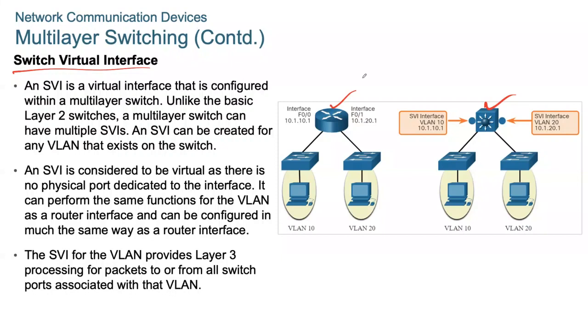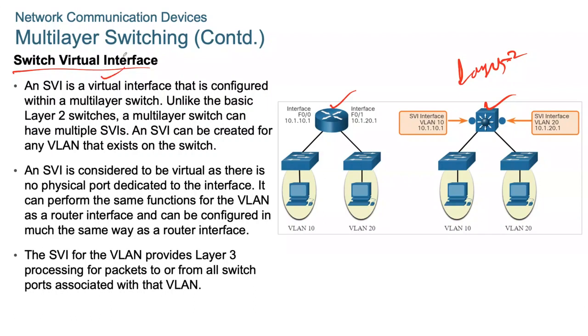So this is unlike the basic layer 2 switch that is based on your Ethernet frame. This layer 2 switch, as discussed, just goes through the source MAC address and your destination MAC addresses. But a multi-layer switch can have multiple switch virtual interfaces.